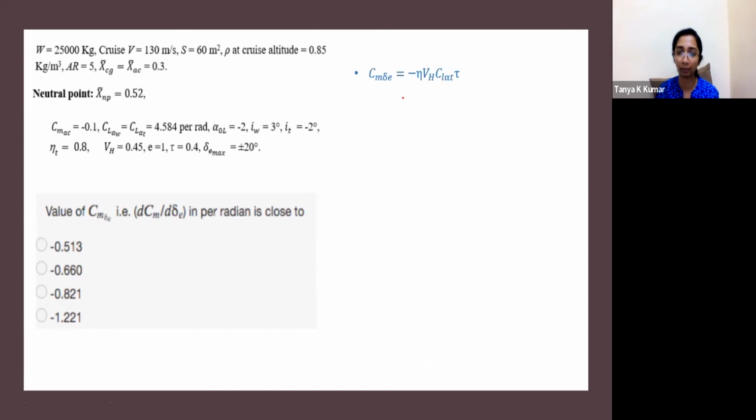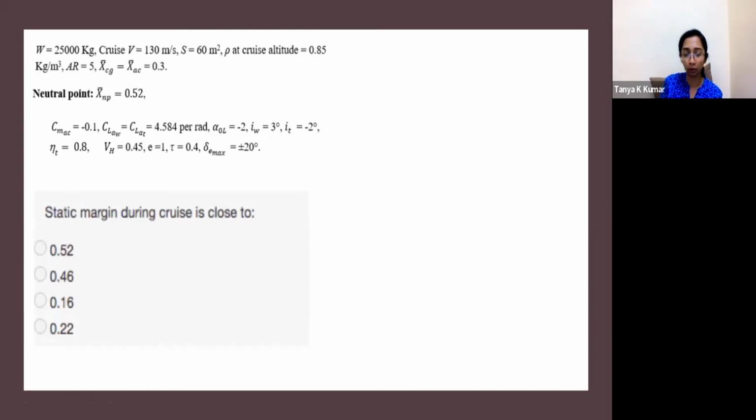So this is the equation for Cm delta E, where eta is assumed to be 1, VH is 0.45, CL alpha tail is 4.584, and tau. Tau is the control surface effectiveness parameter. That is 0.4. This is fairly simple. What is the answer? Minus 0.66. Okay.